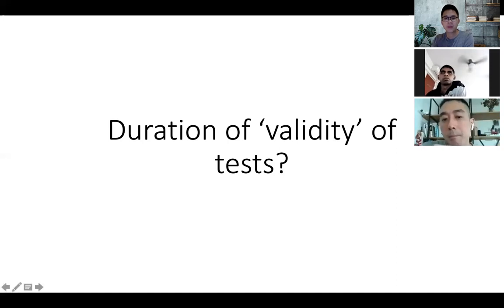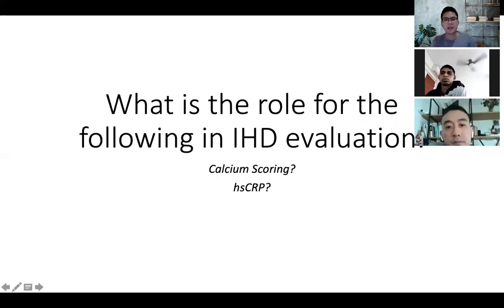Okay, got it. So the last question would be, what's the role for calcium scoring, or is there any role for hsCRP in the context of cardiac evaluation? Yeah, I think calcium scoring and high sensitivity CRP are not so much for ischemic heart disease evaluation. They more indicate your cardiovascular risk. I think most of us tend not to do it in the public institutions. It's something people do for health screening packages. It tells you about your overall cardiovascular risk.